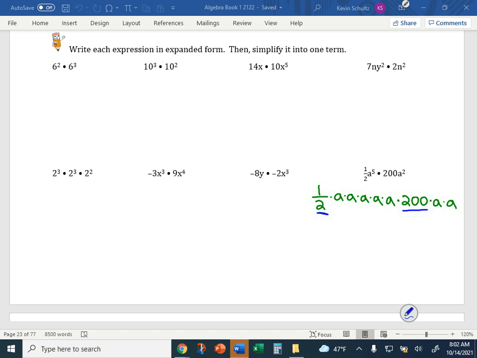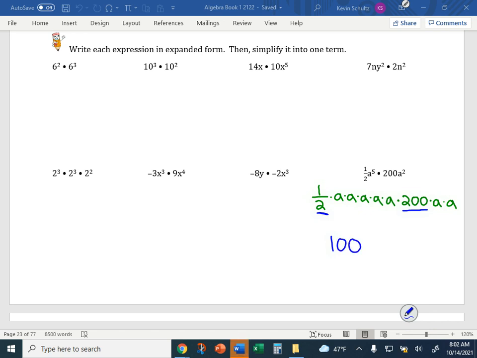Those get multiplied. What's 1/2 times 200? Or, because our brains think better this way, 1/2 of 100. Alexis? Did I say 100? I meant 1/2 of 200. 1/2 of 200 is 100. Okay? So the coefficient on our answer is going to be 100.